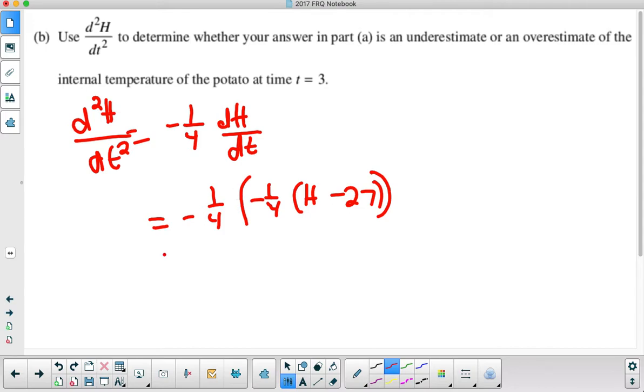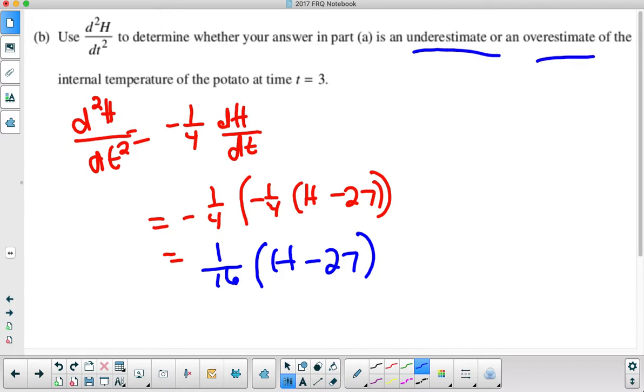And then we fill that in, clean it up a little bit. It's not negative anymore. Sorry, back it up. We got negative times negative. So this is going to give us negative 1/4 times negative 1/4, which is positive 1/16 times h minus 27. All right, so that's your second derivative. Okay, so now we got to answer the question: is this an underestimate or an overestimate, at time t equals 3?